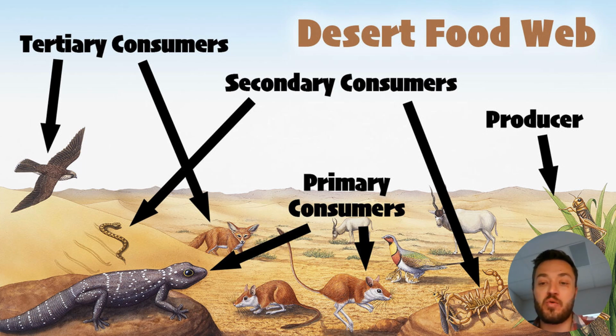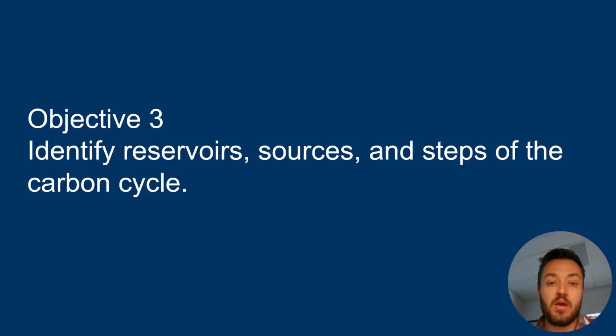And this is true in any food web we look at. If we were to look at the desert, the producer is the grass, which could be eaten by the cricket, which is then eaten by a scorpion, which is then eaten by et cetera, et cetera. Objective 3 is to be able to identify reservoirs, sources, and steps of the carbon cycle.